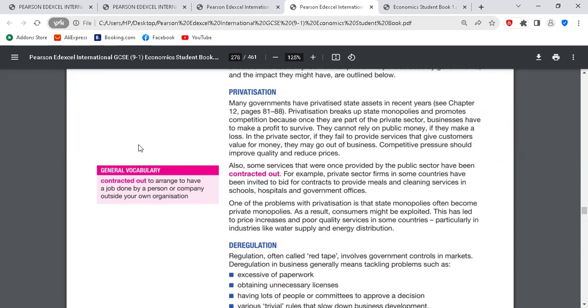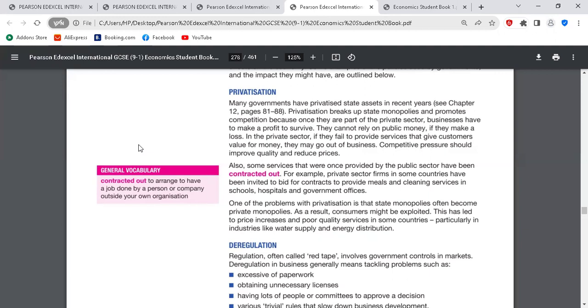If they make a loss in the private sector, if they fail to provide services that give customers value for money, they may go out of business. Competitive pressure should improve quality and reduce prices. With privatization, government monopoly has broken. More businesses will set up because it has been privatized. So it means all businesses have access to that industry. So having access to that industry means that output will increase, competition will increase.